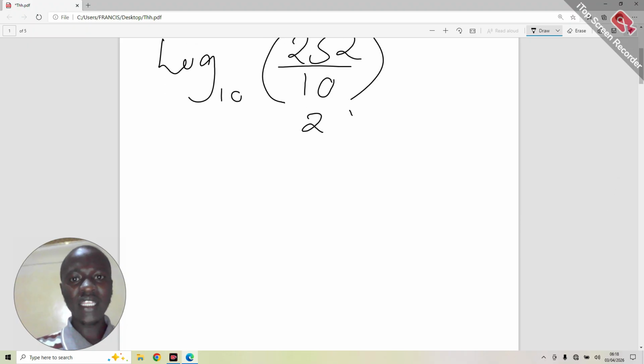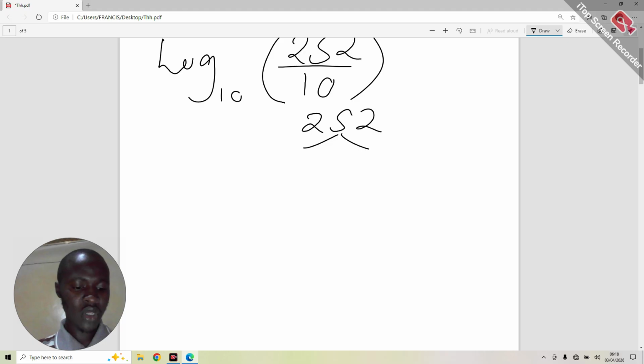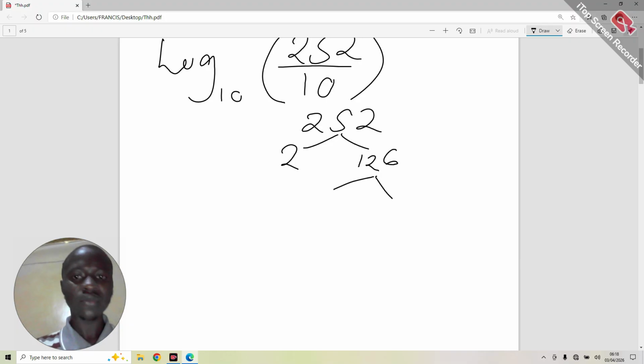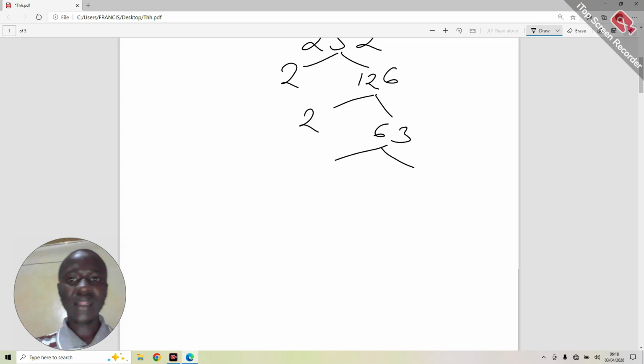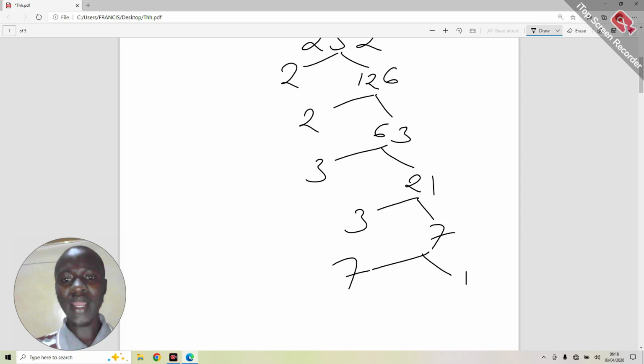So let us factorize 252, and you start from the smallest number possible. So 252 divided by 2, we get 126. 126 divided by 2, we get 63. 63 cannot be divisible by 2, so we divide it by 3. We get 21. 3, we get 7. And 7, we get 1.